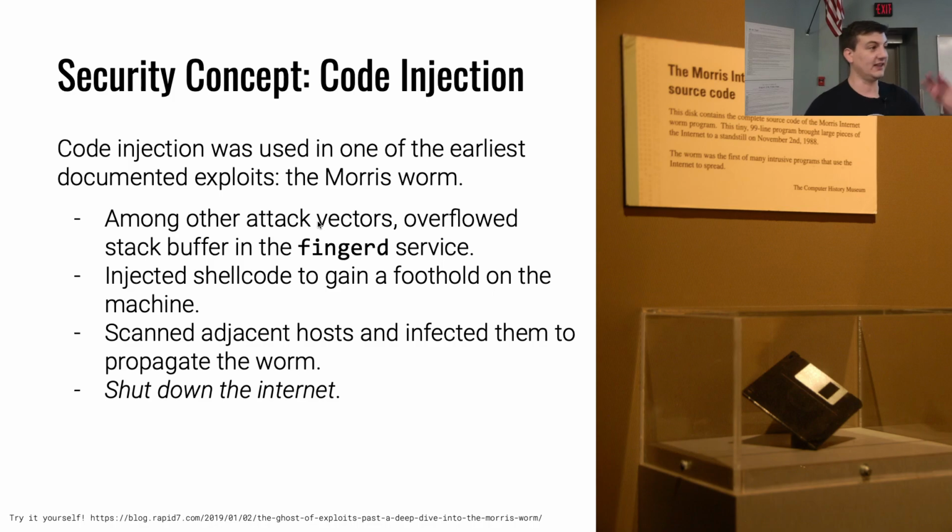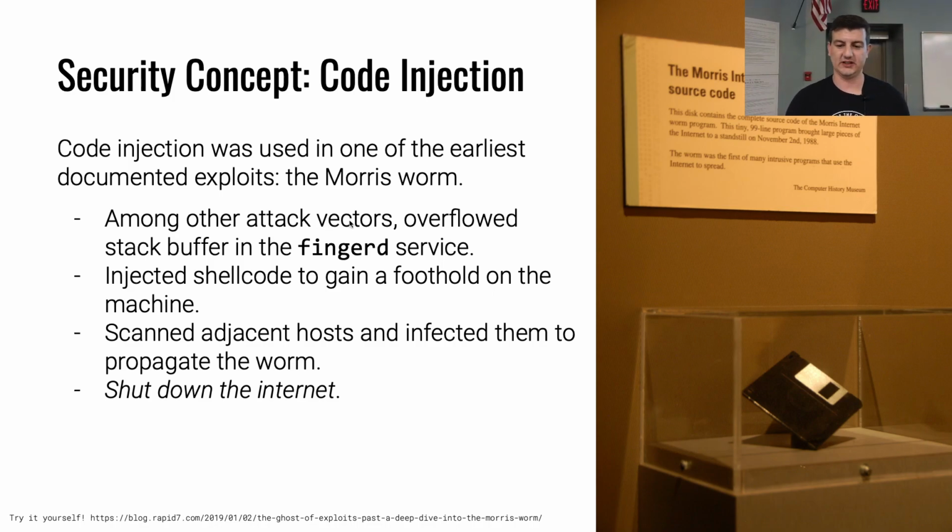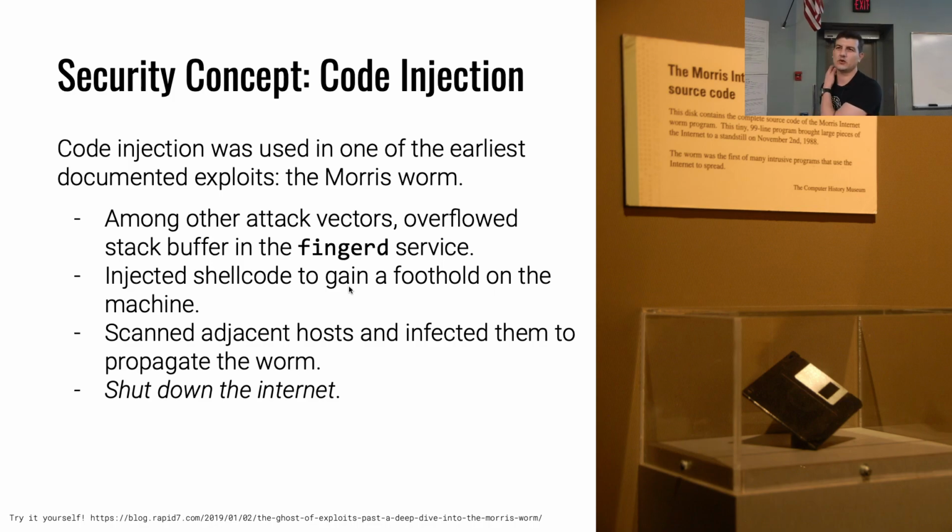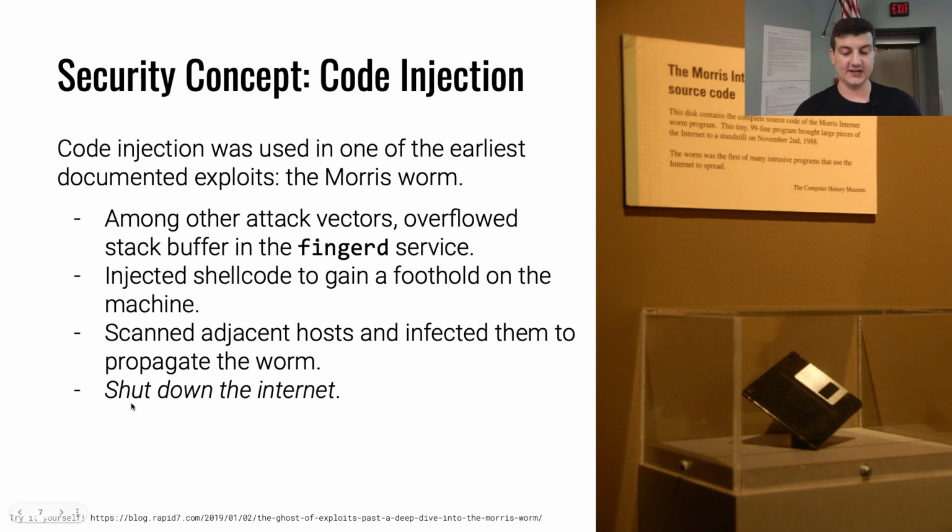And so it actually used a lot of different attack vectors. It's really cool to look this up. But in this fingerd service, it used this shellcode injection. The other crazy thing is this worm was, I think, cross-system and cross-architecture compatible. So it had its own shellcode that it would compile for the target architecture and then go there. It was insane. And they literally had to shut down the internet.